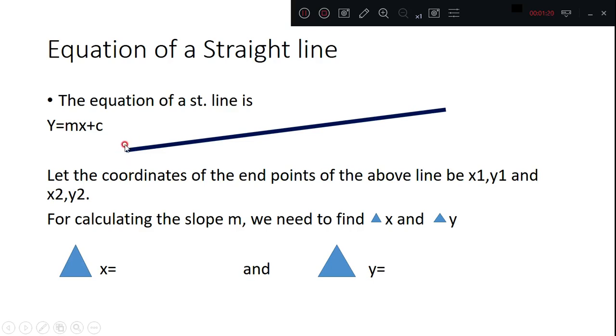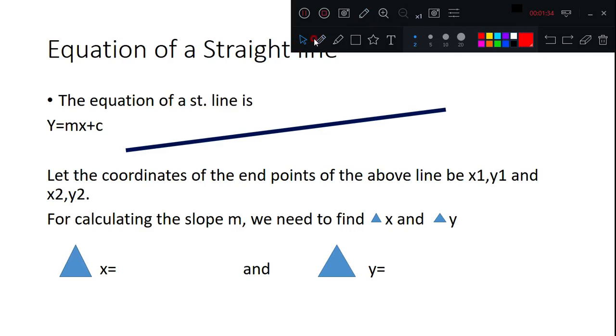Now let's assume that our line has endpoints x1, y1 and the other point as x2, y2. To calculate m, we have to firstly calculate delta x and delta y. Now what is delta x equal to? Delta x is equal to the value of x at current subtracted by the value of x at previous.